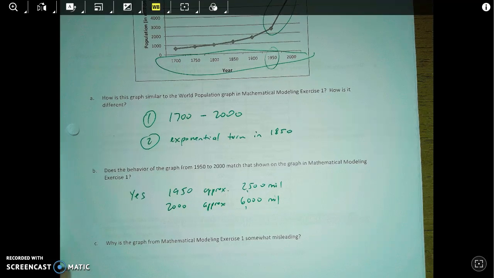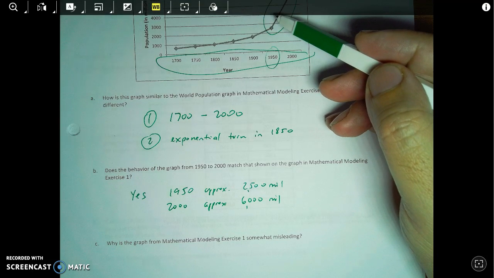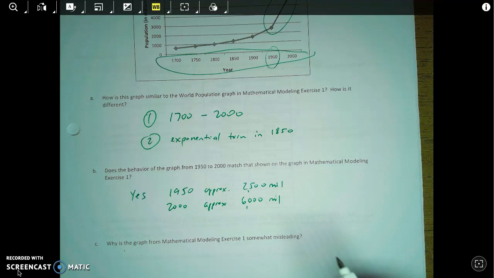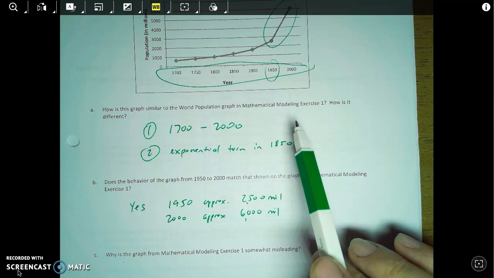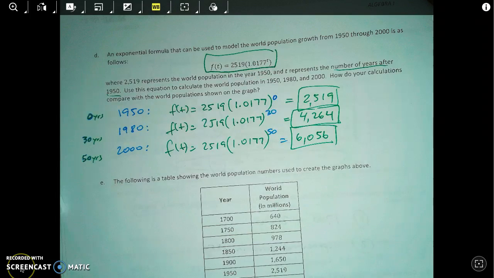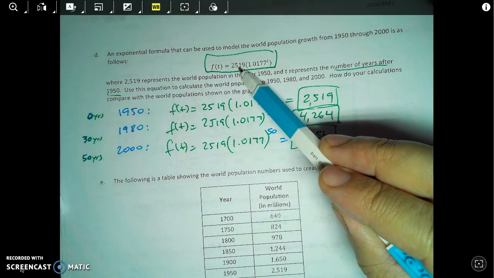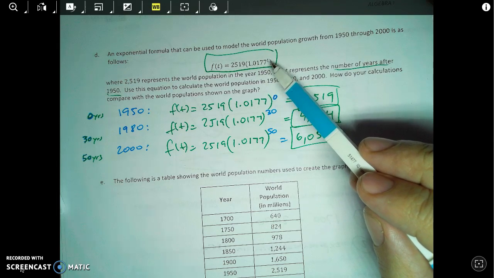Question B: does the behavior of the graph from 1950 to 2000, this portion, match what it shows in exercise 1? We realized that yes, both of these populations are the same as in exercise 1. Question C asks, is the graph from exercise 1 somehow misleading? And yes, it is, because if you examine a longer period of time, from the 1700s all the way to 2000, we realize that the population has grown exponentially. In exercise D, they give us the formula for the exponential growth, where this number represents the beginning value, the original value, this represents the growth rate, and t represents the number of years after 1950.